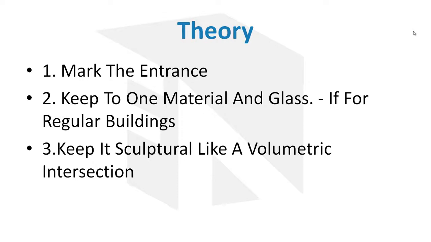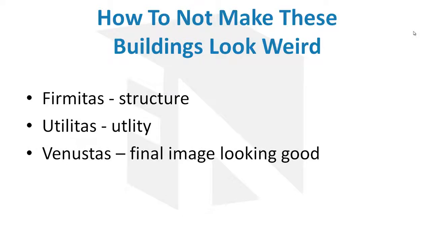The theory again: mark the entrance, so we've got clarity for our buildings. Keep to one material and glass. Again, if regular buildings, you should have two materials and glass. Here, the weird visual language of the organic architecture makes it enough for you to just have one material. And again, keep it sculptural, make it a volumetric intersection.